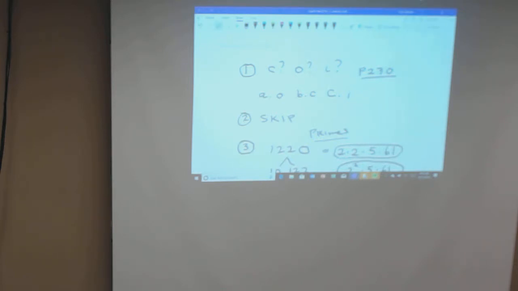Cardinal means what? How many? Like cards, counting cards. Ordinal means what? The order that you put things in. And identification means it's used to identify something.